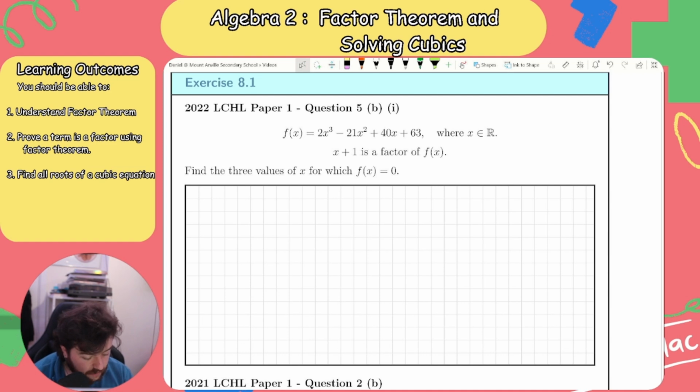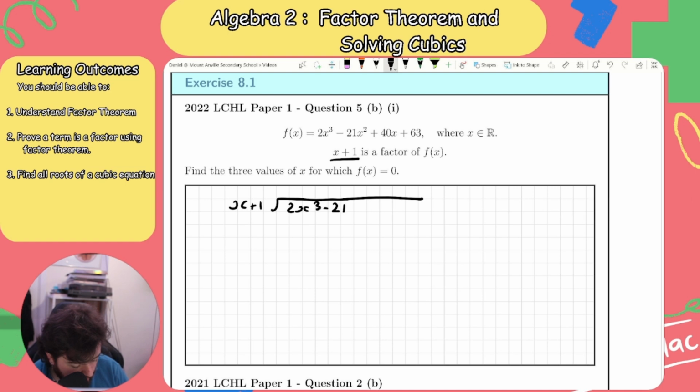So f of x equals 2x cubed minus 21x squared plus 40x plus 63, where x is an element of the real numbers. So x plus 1 is a factor. Find 3 values for x for which f of x equals 0, i.e. solve the cubic equation. So x plus 1 is a factor. So x plus 1 divided into 2x cubed minus 21x squared plus 40x plus 63.